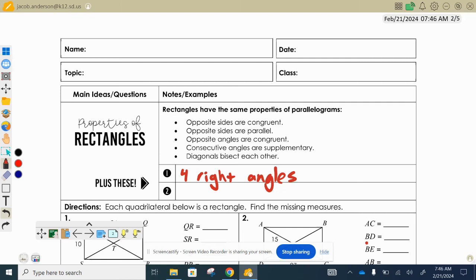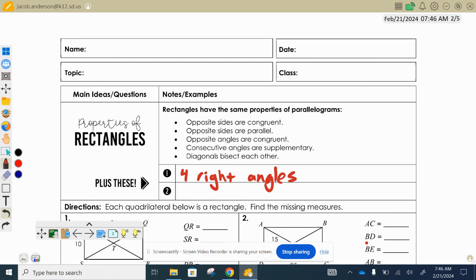Okay, we're going to go through properties of rectangles today. As you can see, I've got two blanks where we're going to fill in their properties. The first one I've already got filled in for you. I think we know that one of the properties of a rectangle is that it has four right angles.